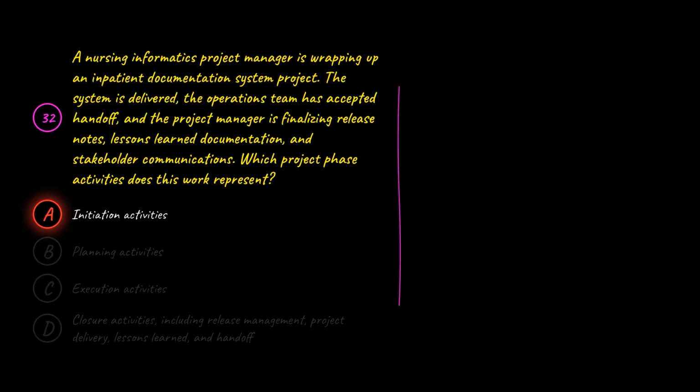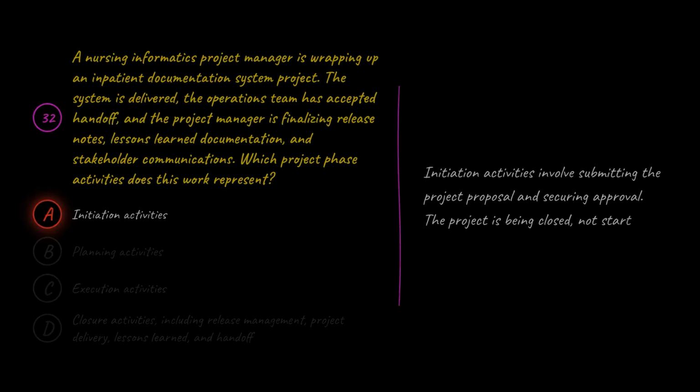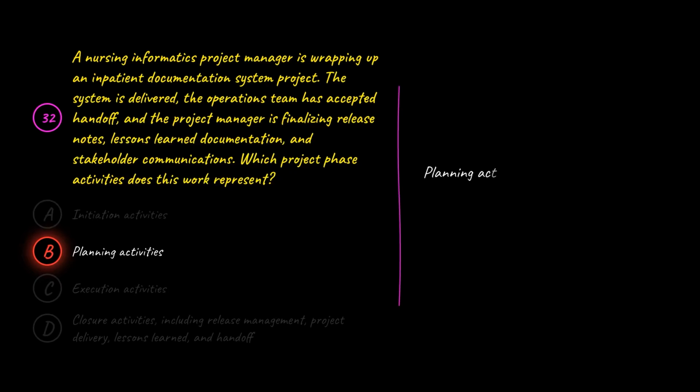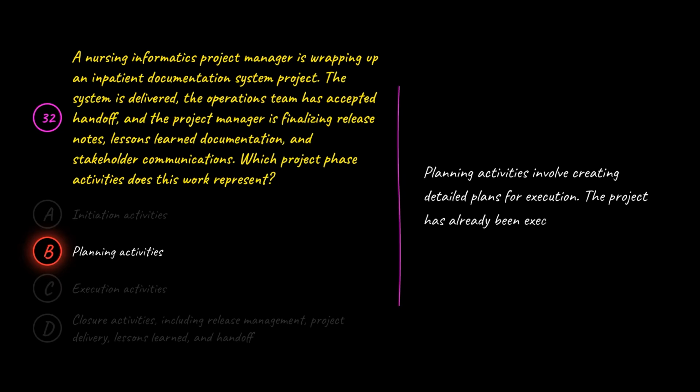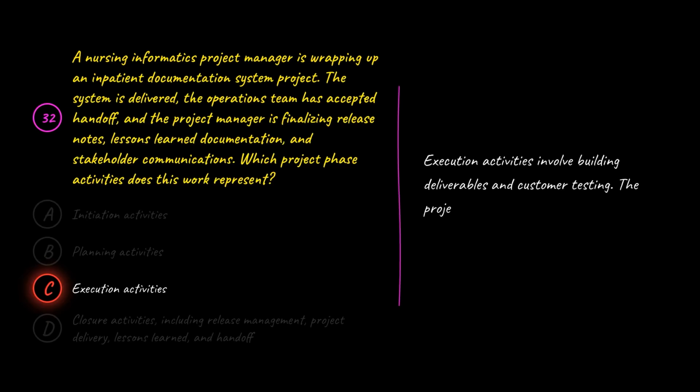A is wrong because initiation activities involve submitting the project proposal and securing approval. The project is being closed, not started. B is wrong because planning activities involve creating detailed plans for execution. The project has already been executed and delivered. C is wrong because execution activities involve building deliverables and customer testing. The project has moved past that phase to wrap up.